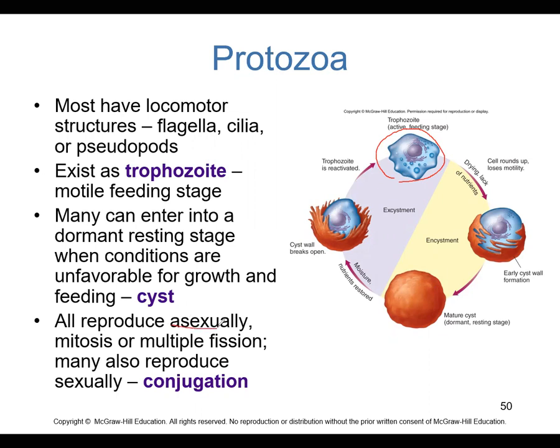They reproduce asexually, but they can reproduce sexually through conjugation, very similar to prokaryotes, except that in prokaryote conjugation the genome moves one direction. In the protozoa, it's moving in both directions.